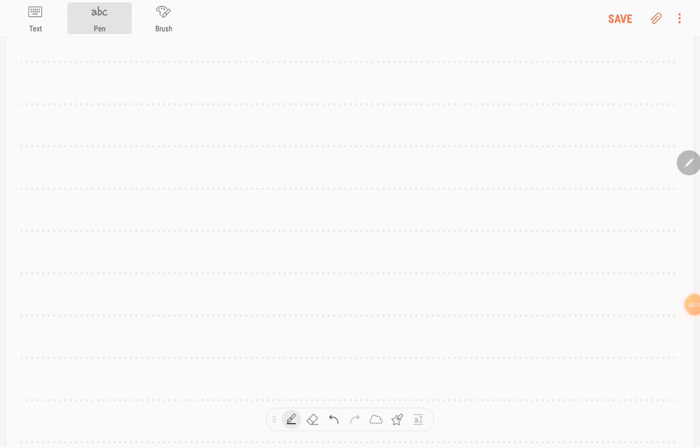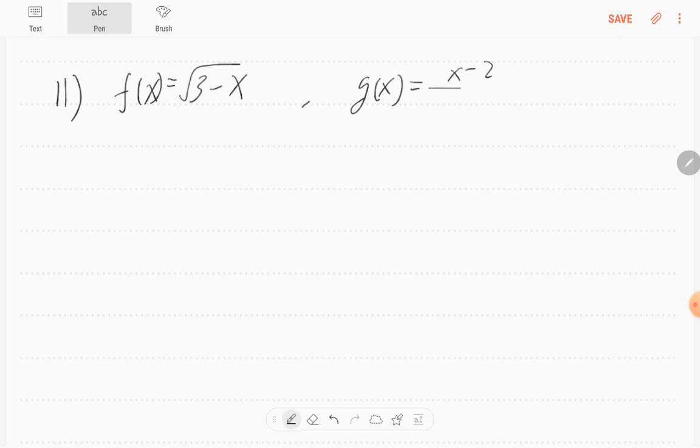Now let's look at the next problem, number 11. The function f of x equals the square root of 3 minus x, and another function is g of x equals (x minus 2) over (2x plus 3). So we want to know the domain for each function.